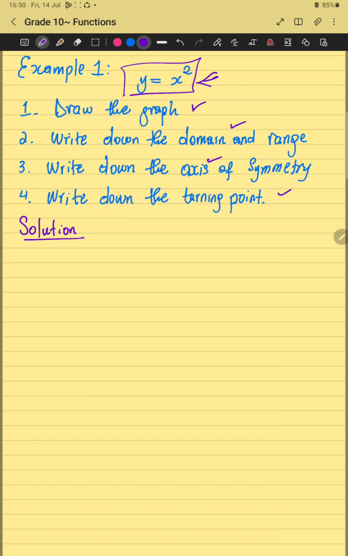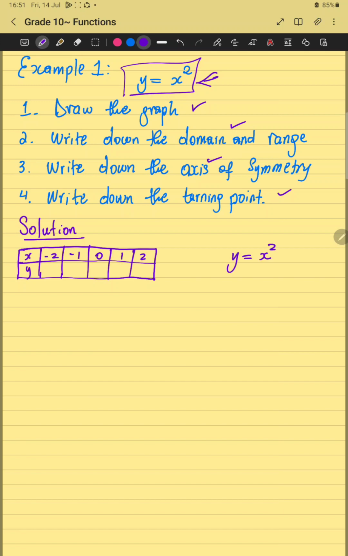So let me just copy it down here. If you still remember, you give yourself the domain, which is the values of x starting from -2 up to +2. Then you get the value of y by taking the value of x, which is -2, and inserting it here. So it's going to be -2 squared, which is 4. Then you do the same for the others. My table is completed.